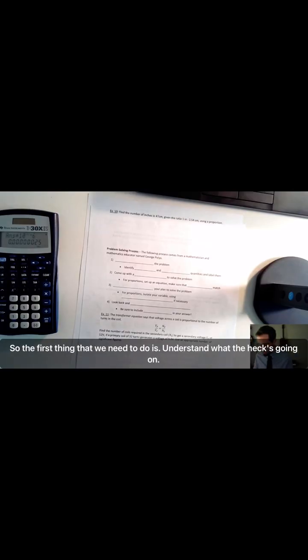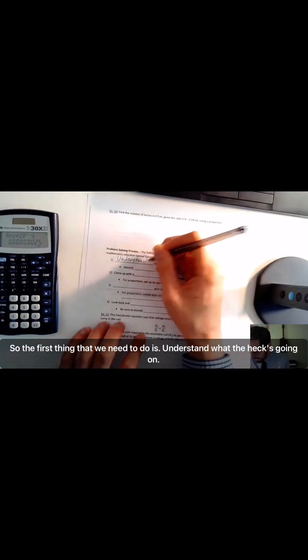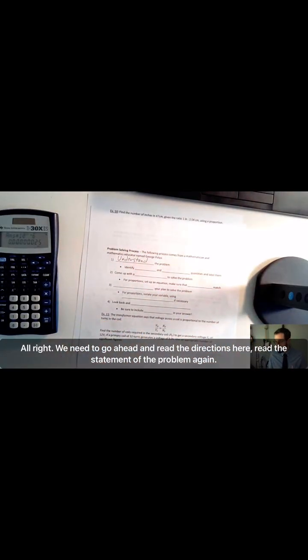So the first thing that we need to do is understand what the heck's going on, right? We need to go ahead and read the directions here, read the statement of the problem. Again, I know that in this class it's a sort of artificial circumstances that are made up, but when you're actually using math, you need to figure out what it is that I'm trying to find. Is it an unknown voltage? Is it this amount of lead that's in someone's blood, etc.? So we need to figure out what we want to find.